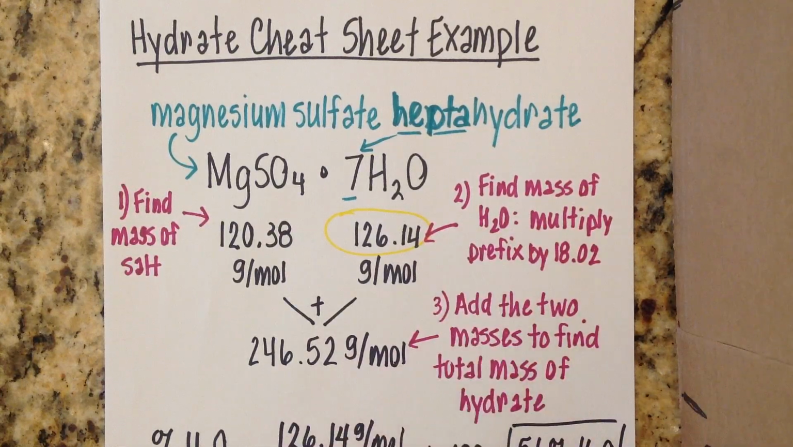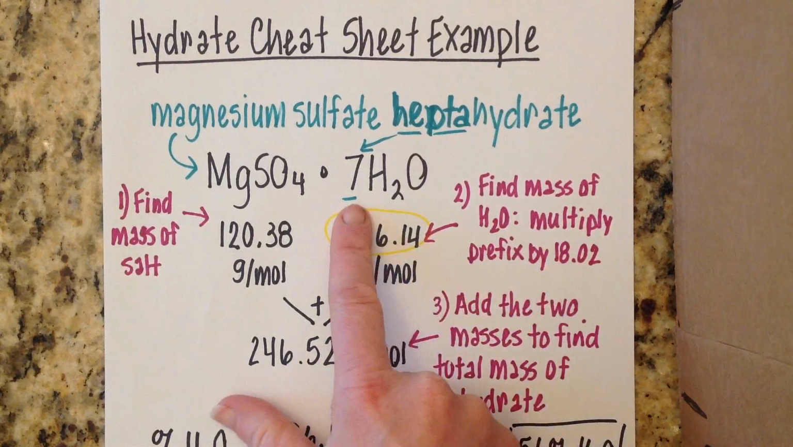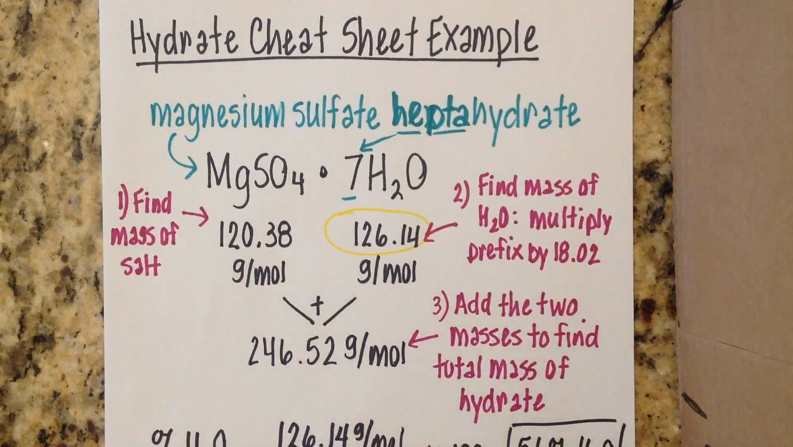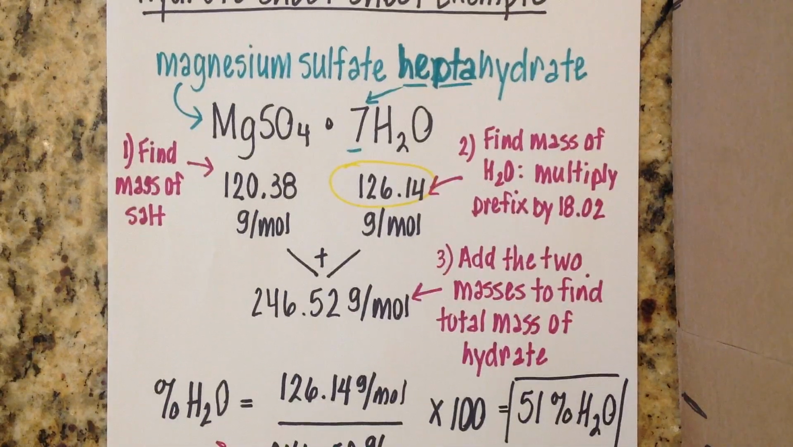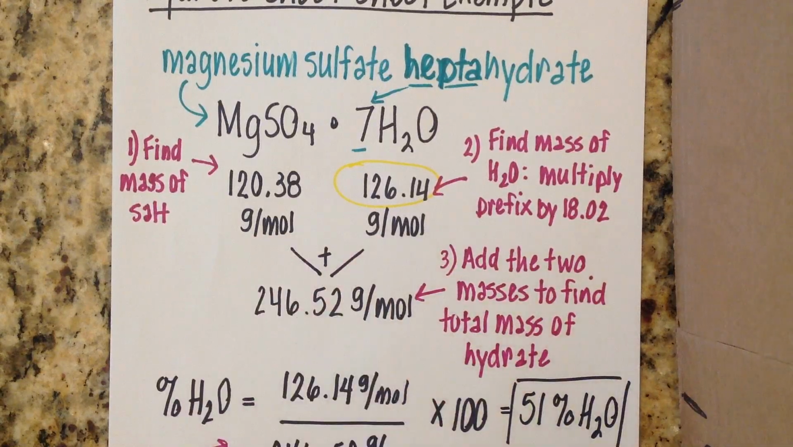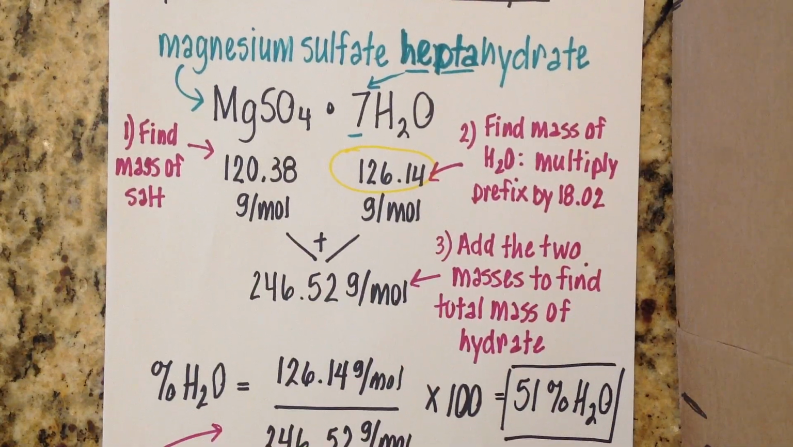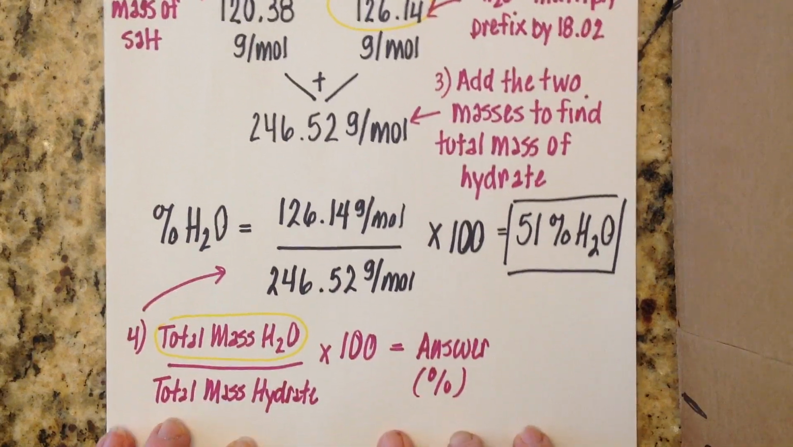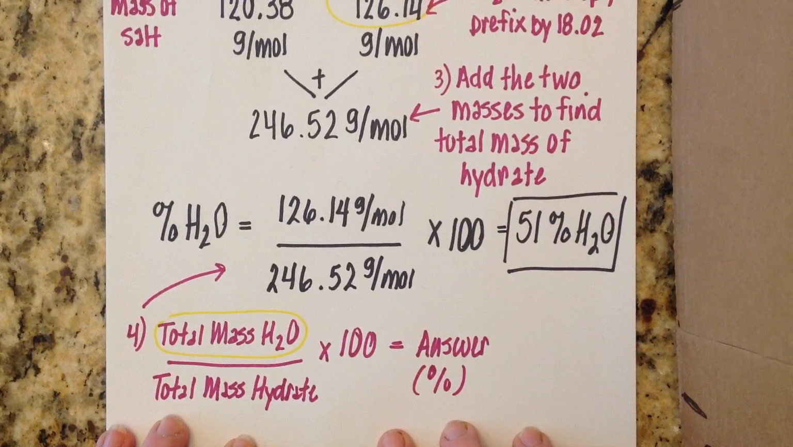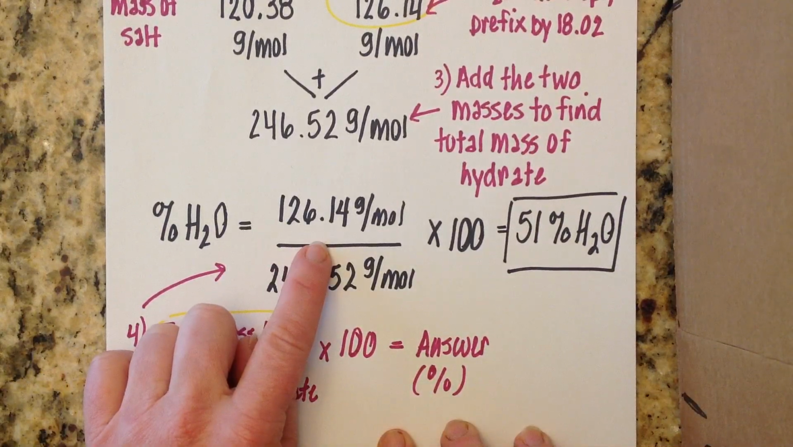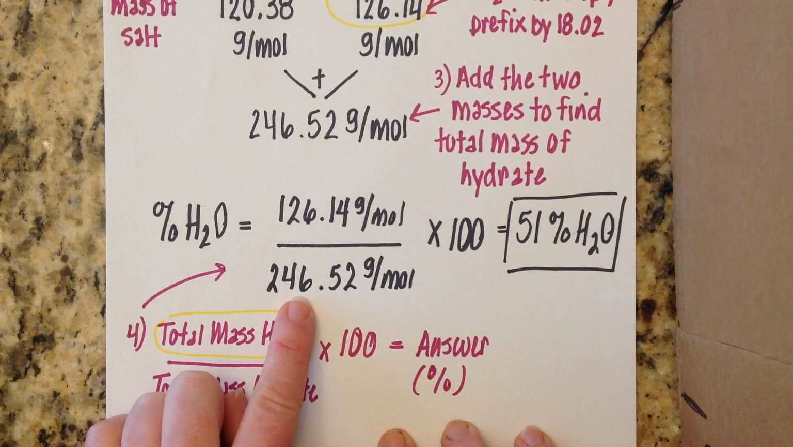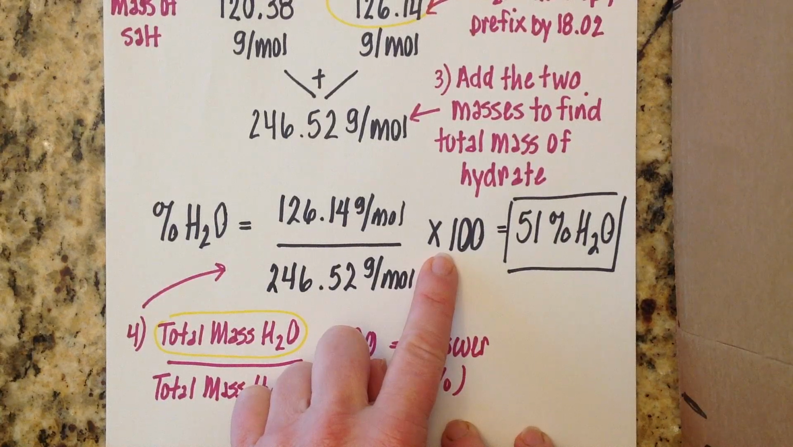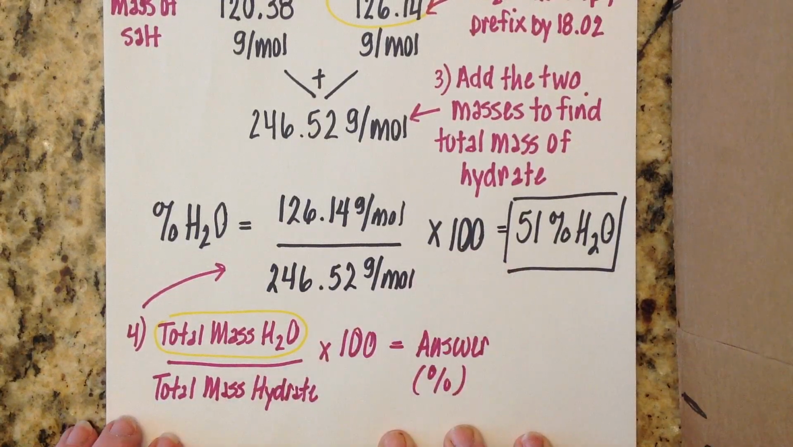Step 2, find the mass of the water. You multiply your prefix, which is 7 in this case, by 18.02. So you have the mass of the salt and the mass of the water molecules. Step 3, we add these two masses together to get the total mass of the hydrate. And lastly, to find the percent water, we divide the total mass of the water by the total mass of the hydrate. Remember, that's your total, times 100. That simply puts it into a percentage for you. Round to a whole number, 51% water.